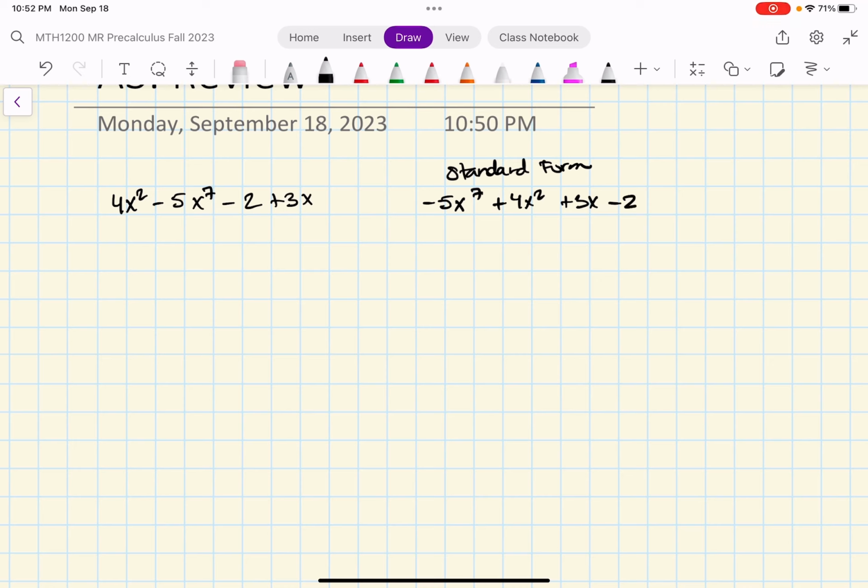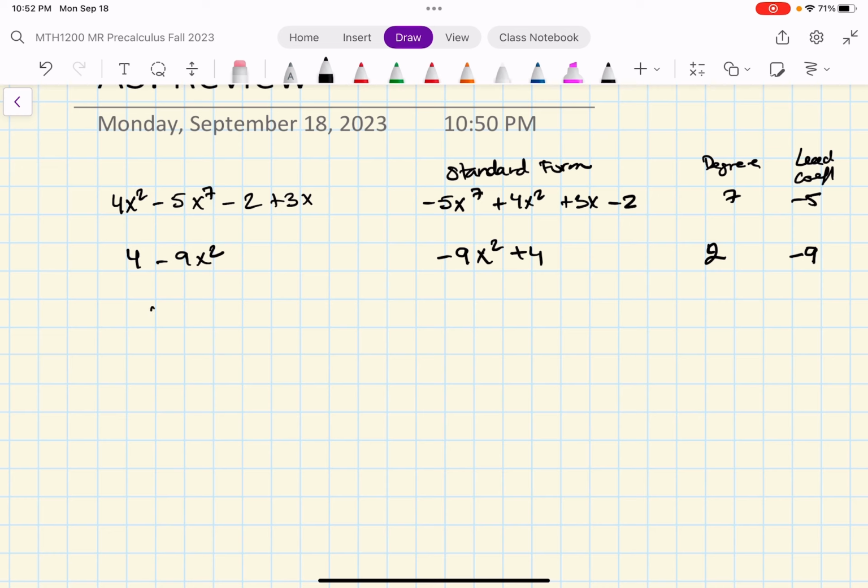This polynomial is of degree 7, and the leading coefficient is negative 5. So the leading coefficient is the coefficient of the term with the highest exponent, okay? So the next one, let's say you have 4 minus 9x squared. In standard form, negative 9x squared plus 4, degree 2, leading coefficient negative 9.